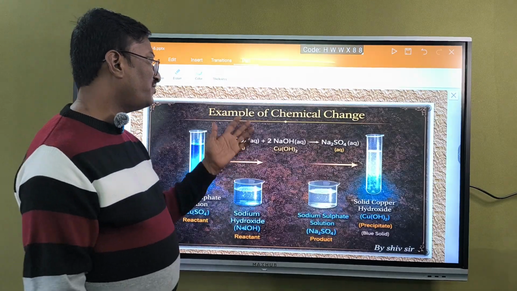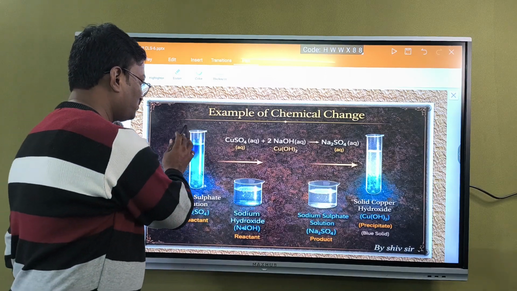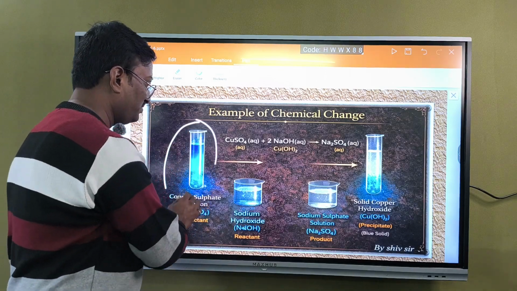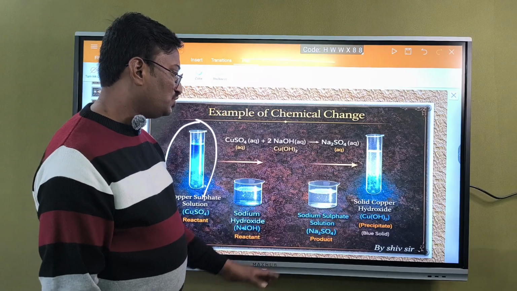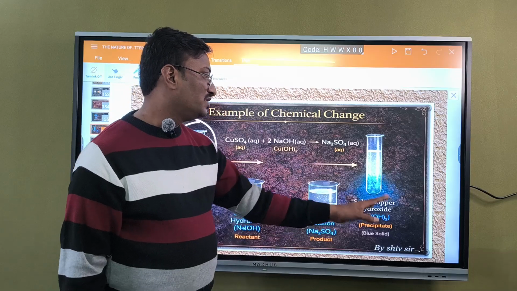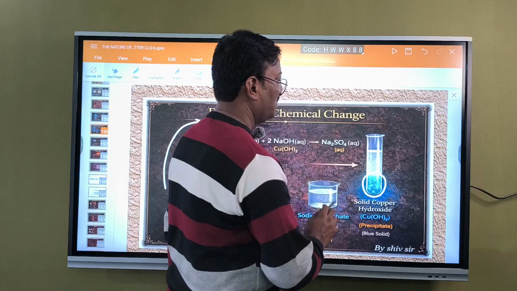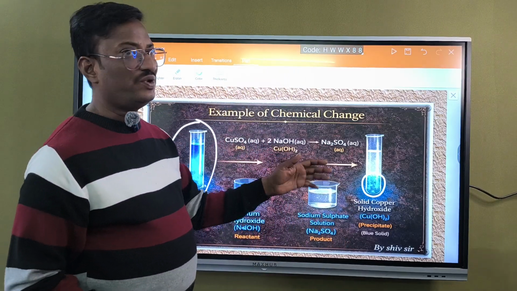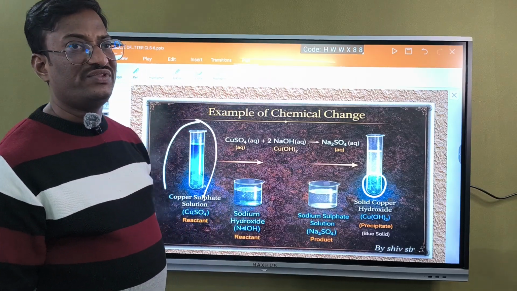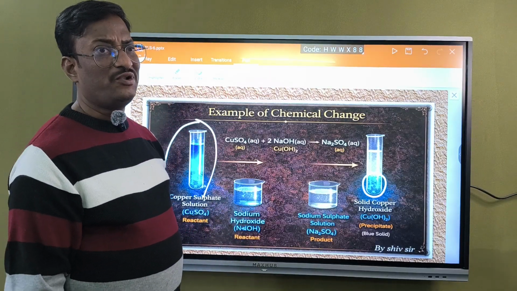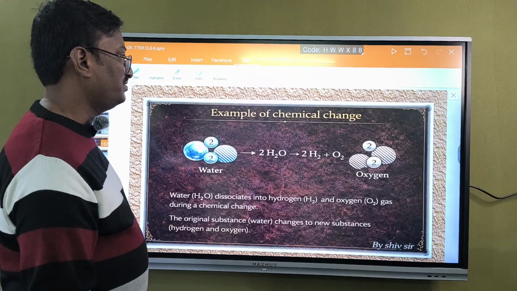Now an example of a chemical change. Here is copper sulfate solution, this will be the color of the copper sulfate solution, and it reacts with sodium hydroxide to form sodium sulfate and solid copper hydroxide. A blue precipitate is going to be formed here. A precipitate is one which forms at the bottom of the test tube. It will be a solid, thick substance.